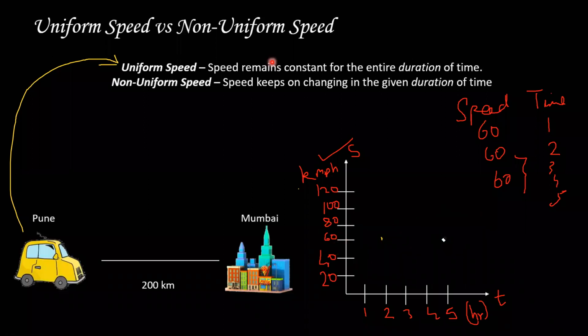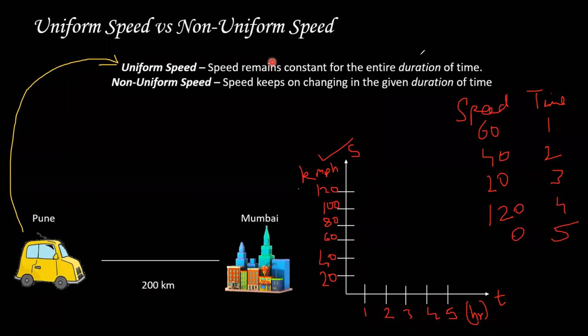So now let's do one more thing. I'm going to erase this, sorry. So over here, we are going to take different values. Let's say speed is now 40 for hour number 2. Then speed is 20 for hour number 3. Then it is 120 for hour number 4. And it is 0 for hour number 5.